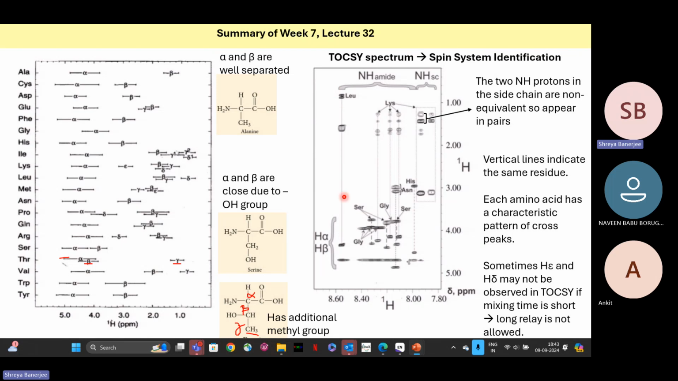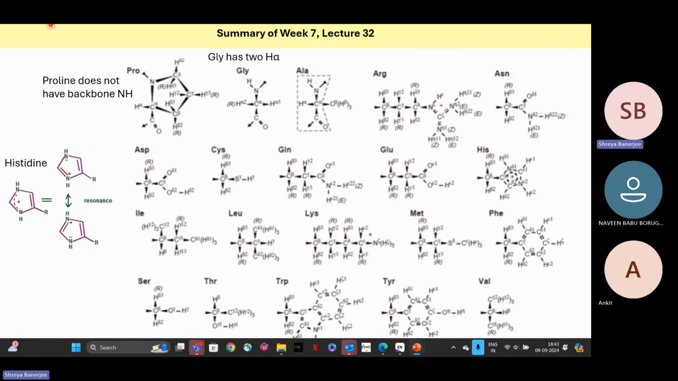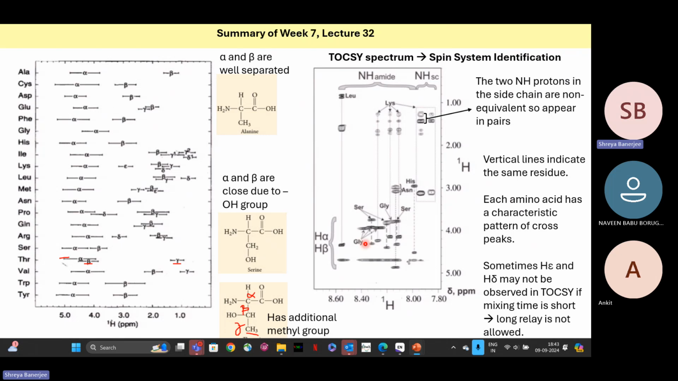Each vertical line basically corresponds to the same residue. So suppose we have leucine. In leucine, you have the NH amide protons. These are connected to the alpha, beta, gamma, delta, and so on protons. So in leucine, you expect up to H delta. Indeed, you can see one of these is alpha, one is beta, and then you have other peaks here, which are the delta peak.